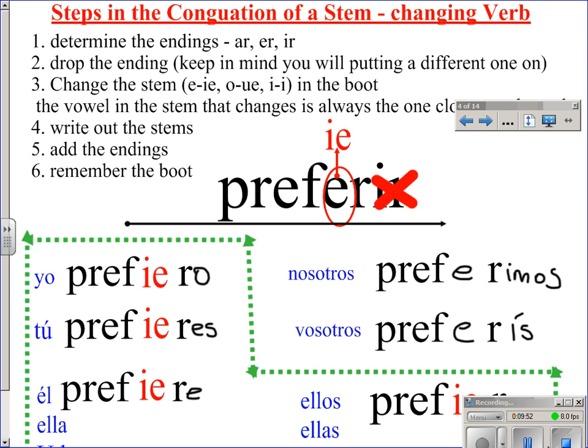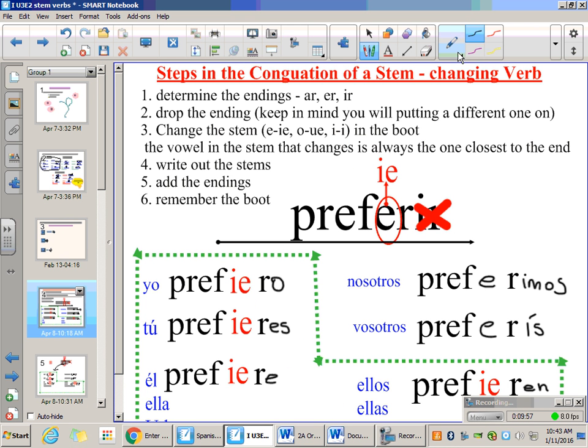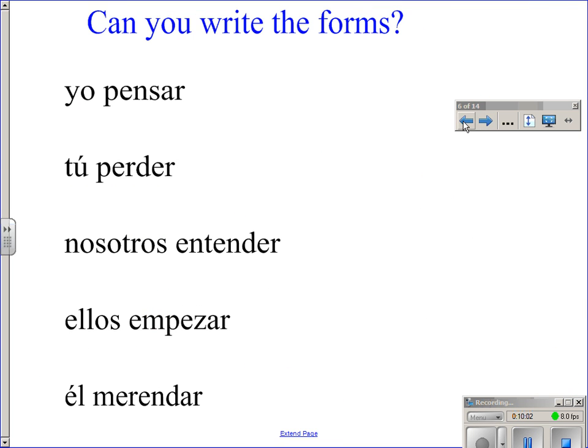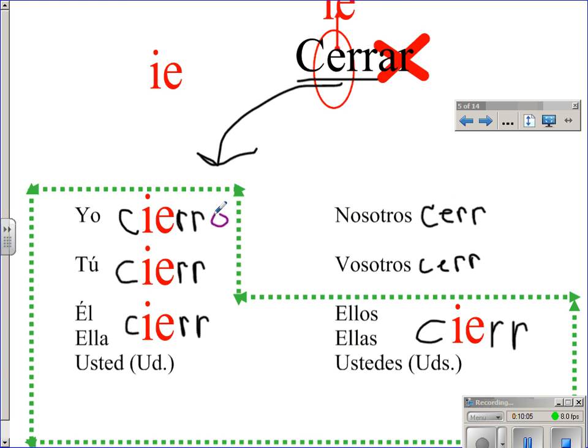And then I'm just going to grab a different color here so you can see how the ending is different. Oh, too far. There we go. So o, as, a, amos, áis, and then an. And cerrar means to close.